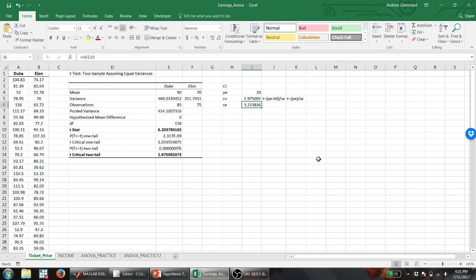This gives us our standard error, so that if we wanted to come up with a confidence interval, a 95% confidence interval here, we could do it with our point estimate, our critical values, and our standard error, all just from running a hypothesis test on this table.